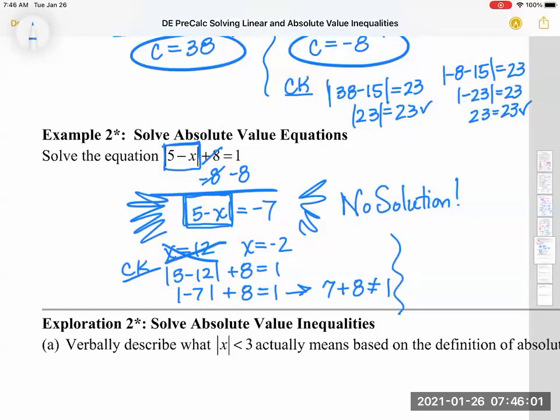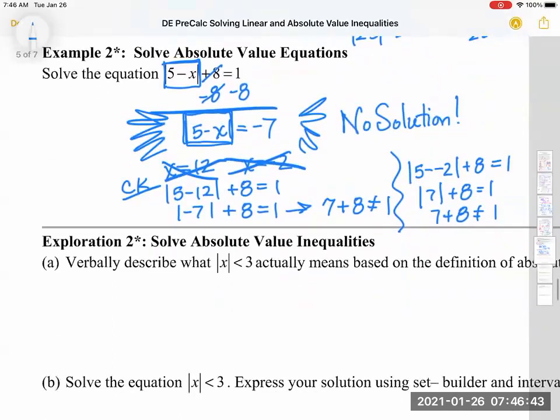And then if you check again with the negative 2, this would be absolute value of 5 minus negative 2 plus 8. Does that equal 1? Well, 5 minus negative 2 is 7. The absolute value of 7 plus 8, which would be 7 plus 8, that's not going to equal 1 either. So if you check your work every time, you're going to come out to the same conclusion, which is no solution. Now, if you notice it early on, it saves you a whole bunch of work. So try to be super observant.